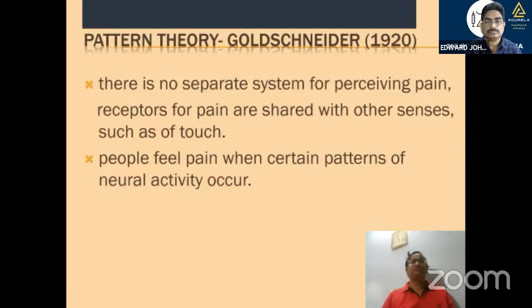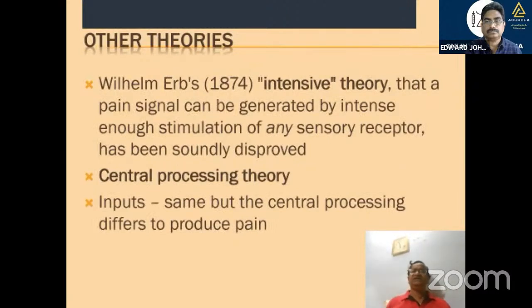Pattern theory. He said there is no special sensory system. If there is a pattern difference, for example, touch has one pattern of sensation and pain has some other pattern. This is what is called pattern theory. Then the intensity theory: if you touch slightly, it will be felt as touch. Touch it hard, and it will be felt as pain. That is what is called intensity.